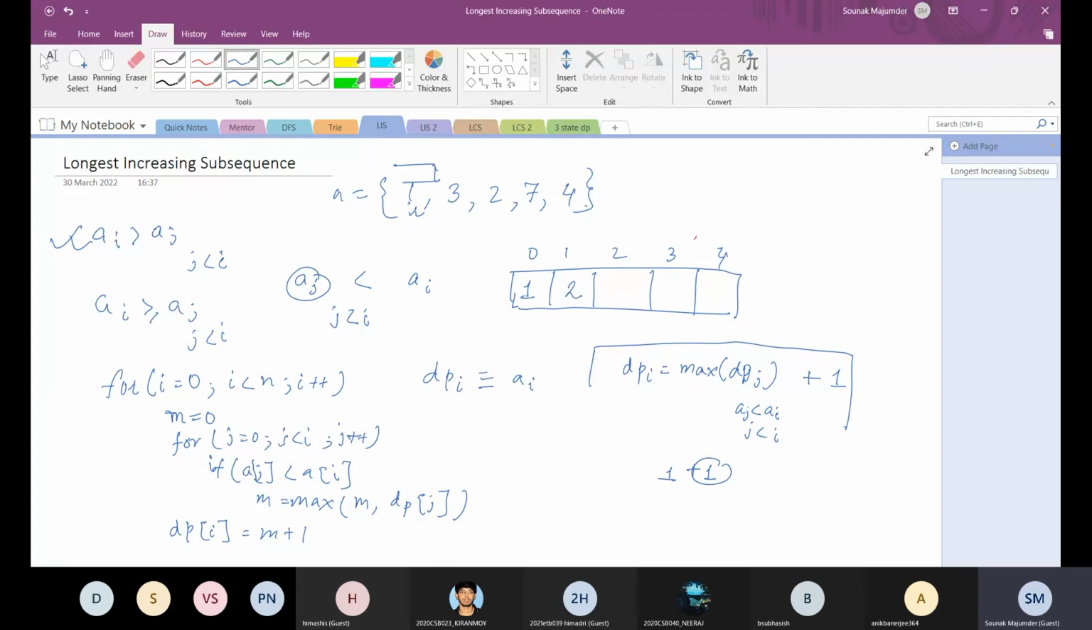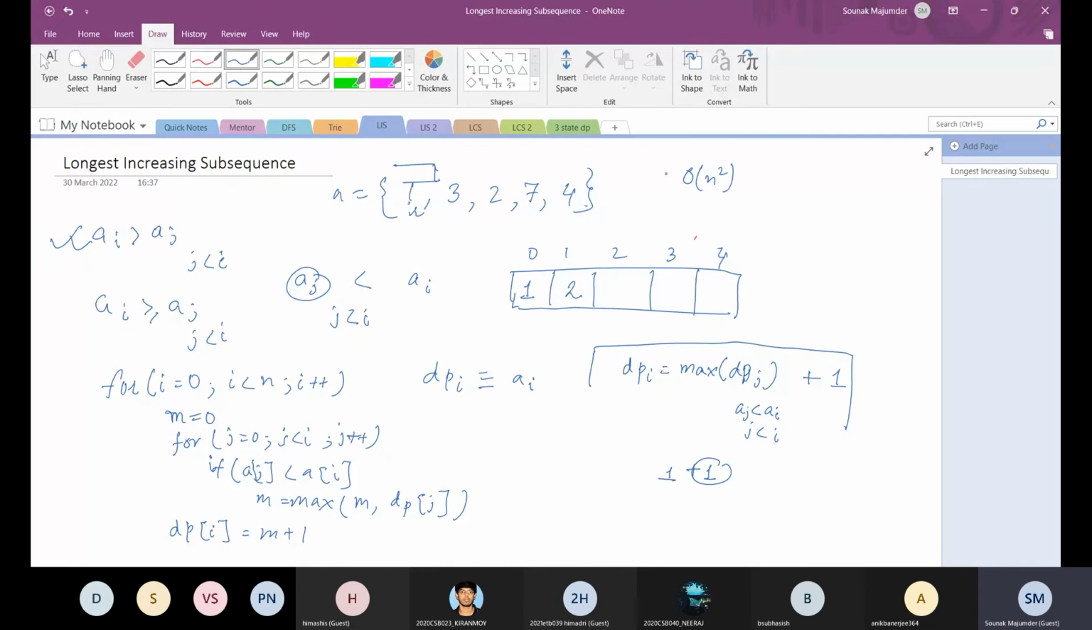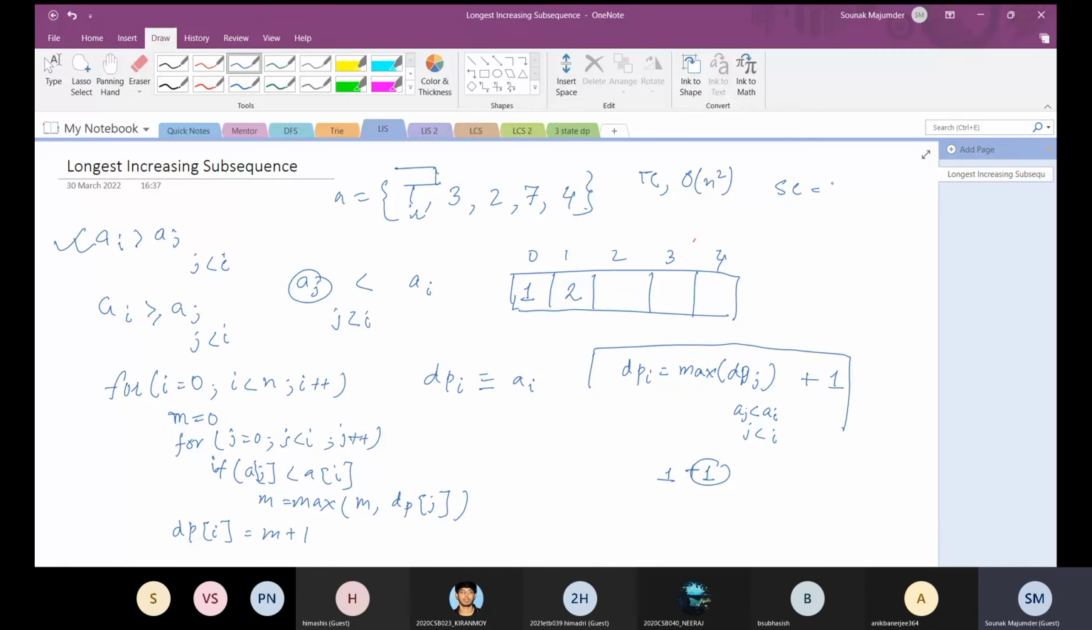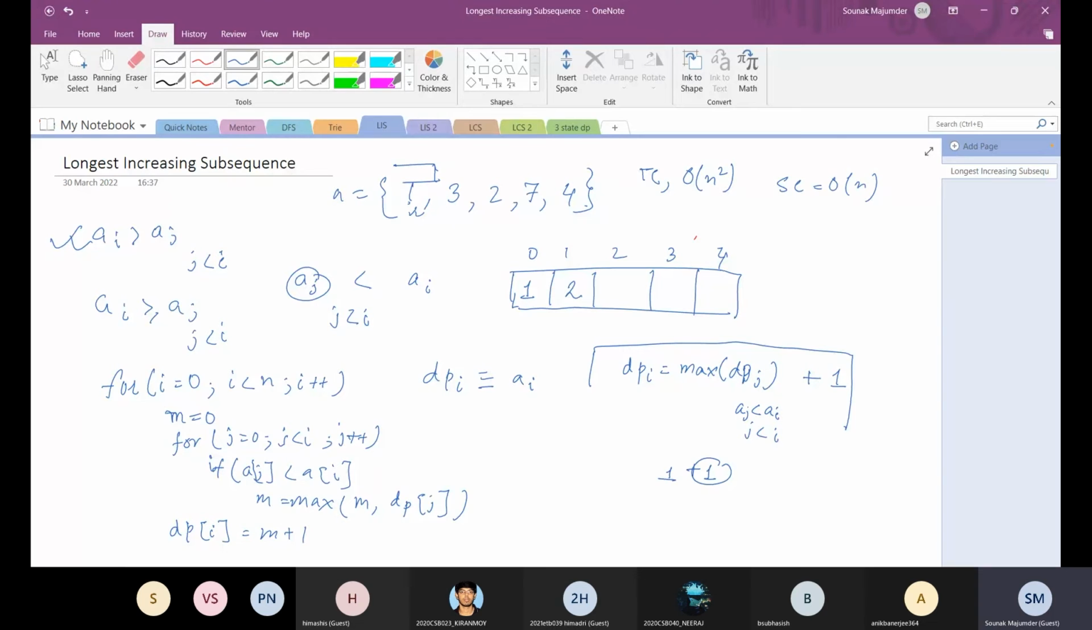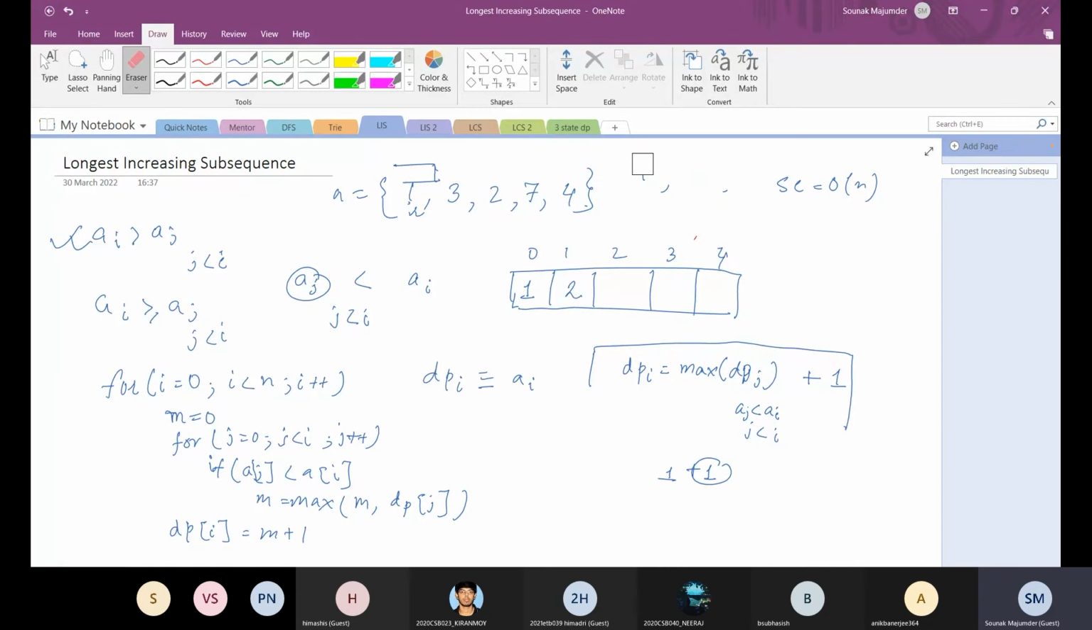This is a pretty standard DP question, so the complexity is pretty standard as well. The time complexity is O of n square, and the space complexity is O of n, right? But this is not a very good approach. Even if it's DP, we can do better, right? So now we will think of a better approach. Let's try doing it in a better way.